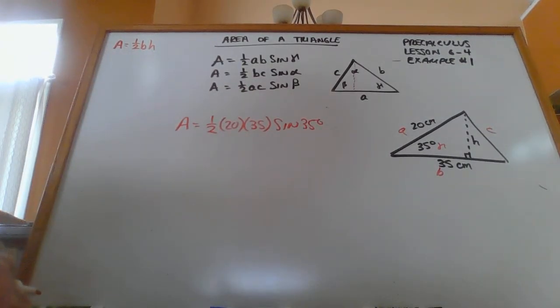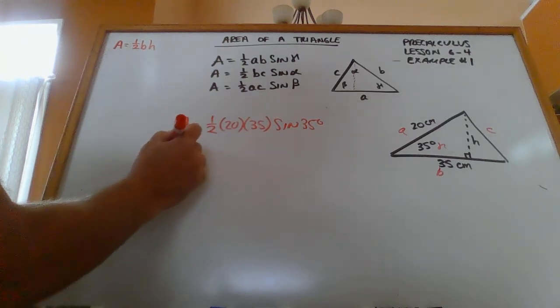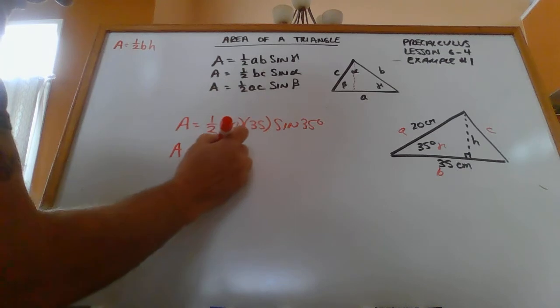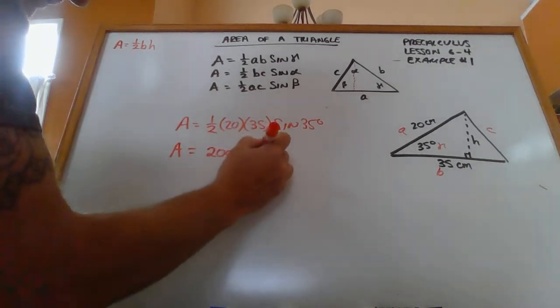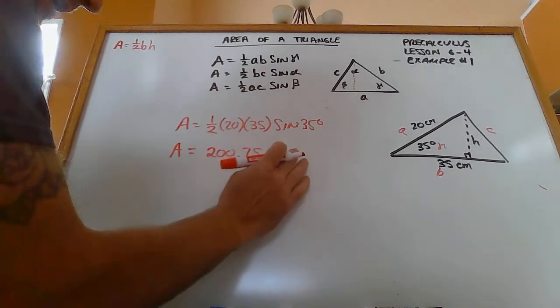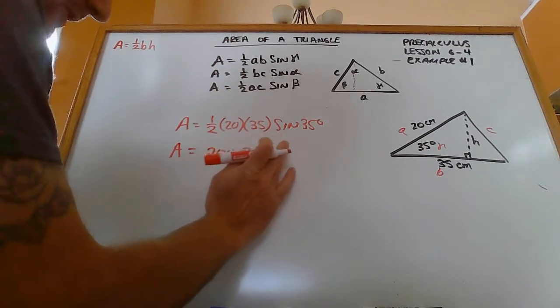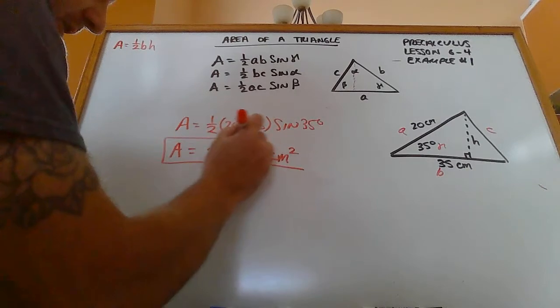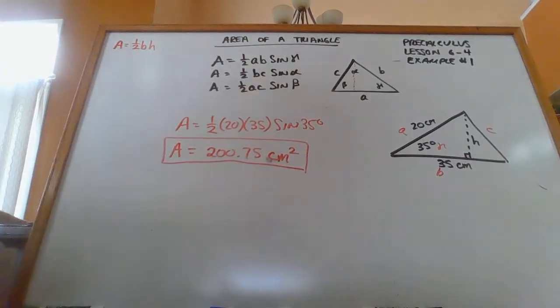And that's simply just get out your calculator at this point and plug that in. And this comes out to be approximately 200.75. The units are centimeters in this case. So this would be centimeters squared. Remember, it's always square units when you're finding area. And you're done. It's that easy.